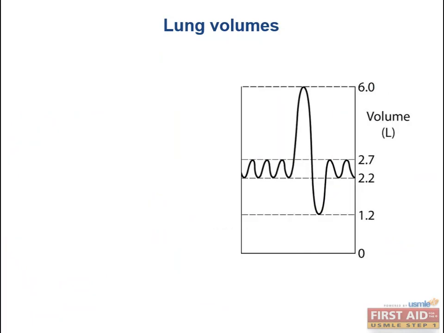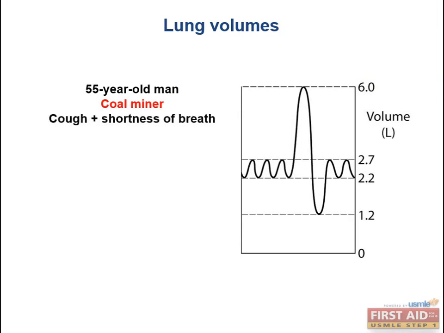Lung volumes are important in the diagnosis and management of many lung disorders, and likely to appear on Step 1. For example, you see a 55-year-old coal miner with a long-standing cough and progressive shortness of breath. He has inspiratory crackles, and you see patchy bibasilar interstitial infiltrates on chest x-ray. So what would you expect the lung volumes to be like on pulmonary function testing?